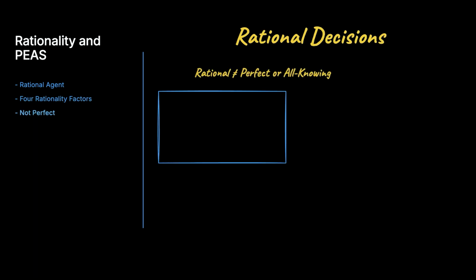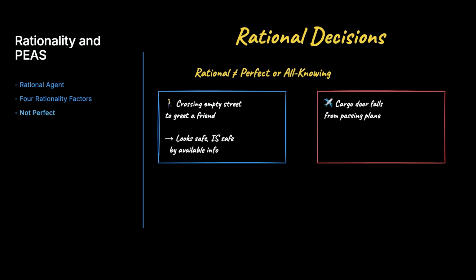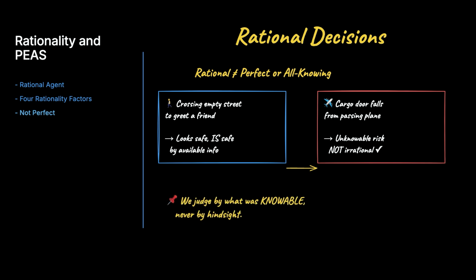Here is the part most students get wrong. Rational does not mean perfect, and it does not mean all-knowing. Picture crossing an empty street to greet a friend when a cargo door falls from a passing plane and flattens you. Were you irrational? Not at all. We judge by what was knowable, never by hindsight.